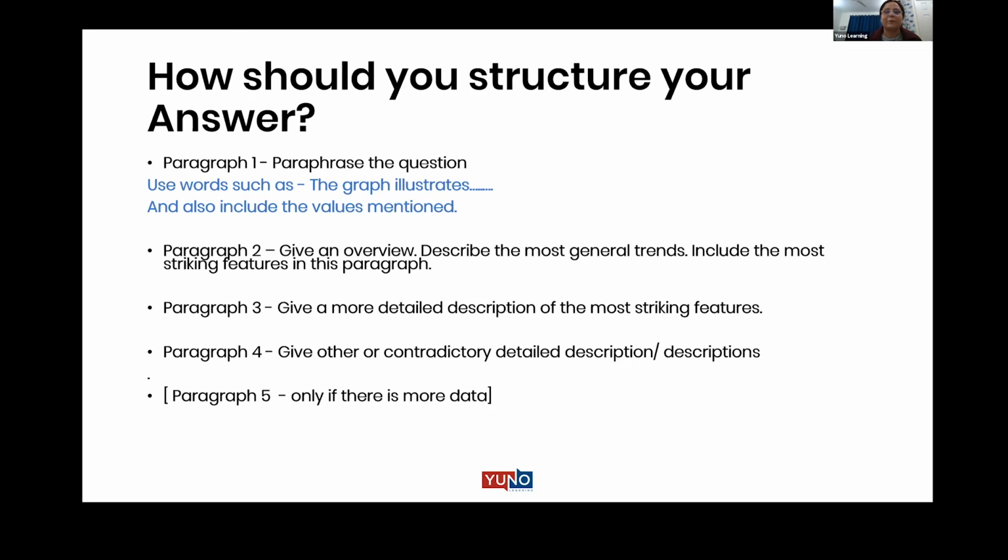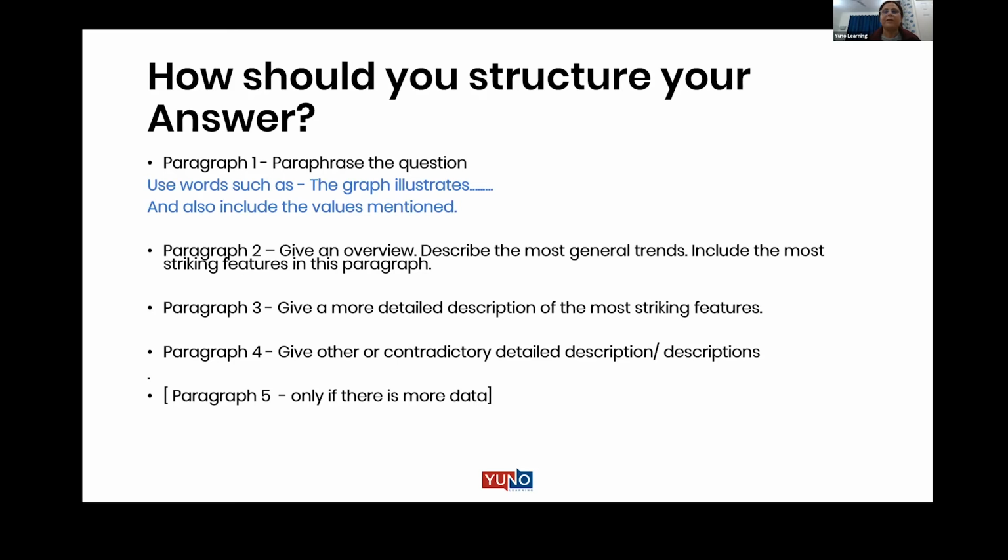We just practice one. Paragraph 3, you should give the details of these striking features. Whatever striking features you've mentioned in paragraph 2, the overview paragraph, give details of those striking features in paragraph 3. Now, there are others also. This is also there, that is also there. Include those in paragraph 4.